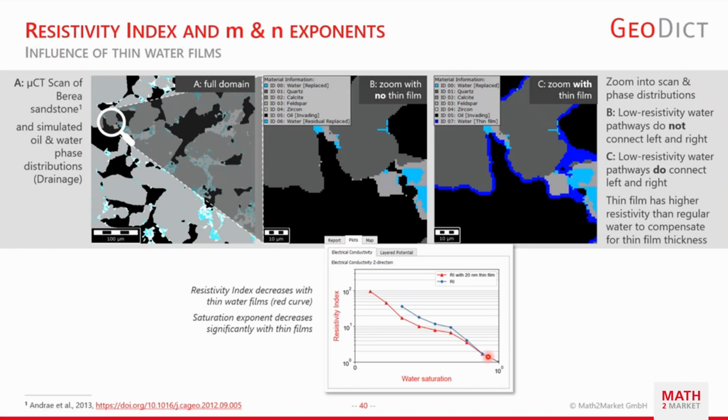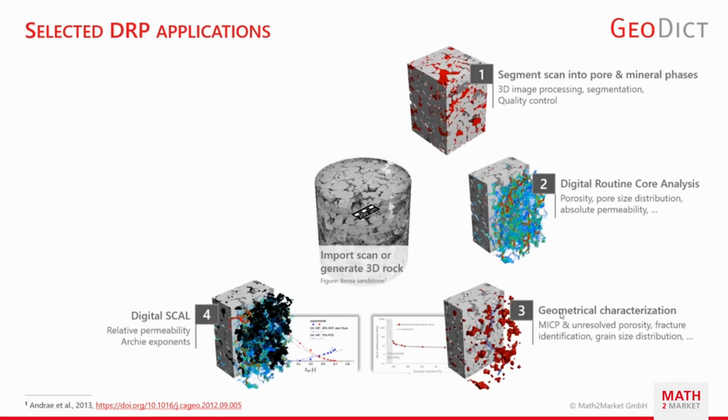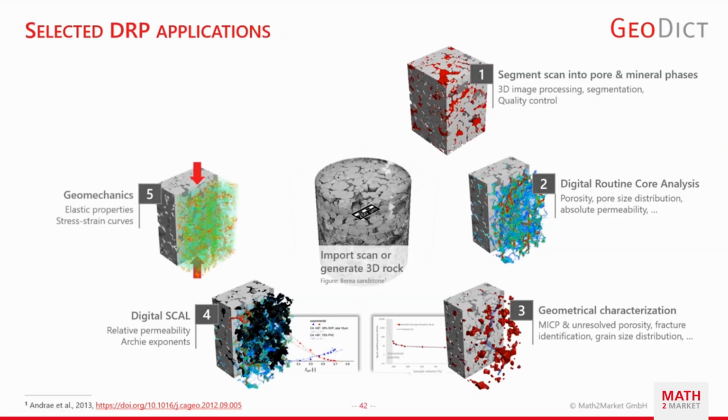So in a comparison for that barrier sandstone, you see in blue the resistivity index without consideration, and in red, the corrected one with consideration of thin films. Okay, I need to speed up a little.